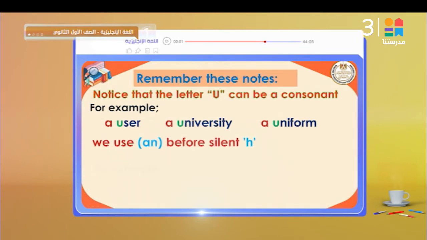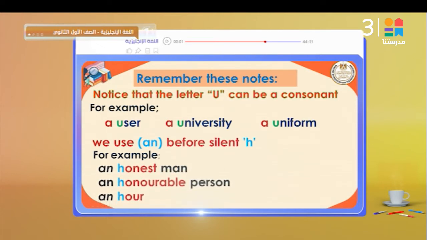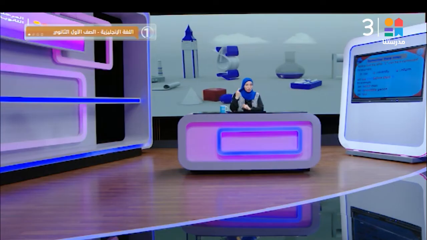Again, there is an important note that the letter H sometimes can be silent. We don't pronounce it. So here we say an honest man, an honorable person, an hour. In these three words, the word starts with H, but it is not pronounced. We pronounce the O. We say honest, honorable, hour. So it's a vowel sound. The most important thing is what you pronounce, not what you write. The sound, not the letter. The most important thing in using a or an is the sound you hear, not the letter you write.